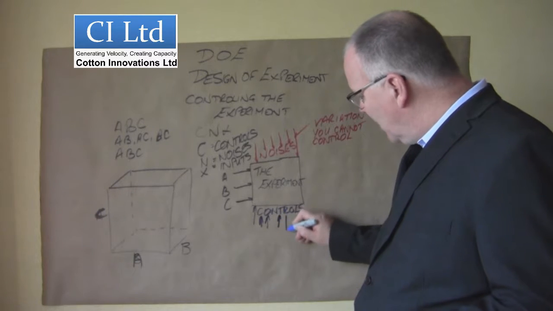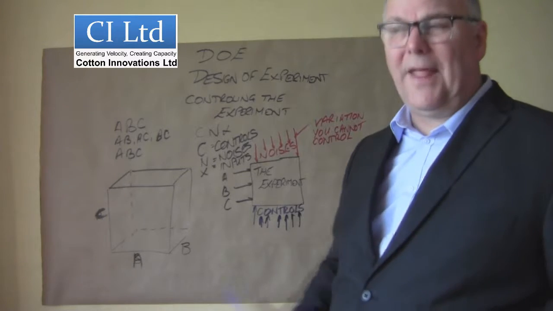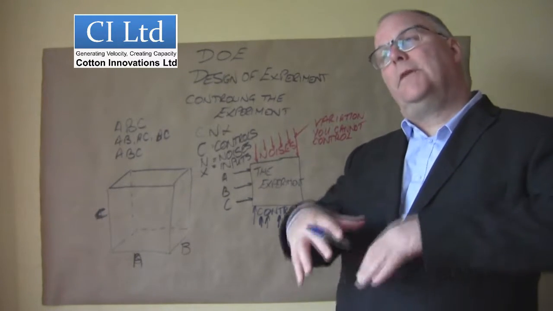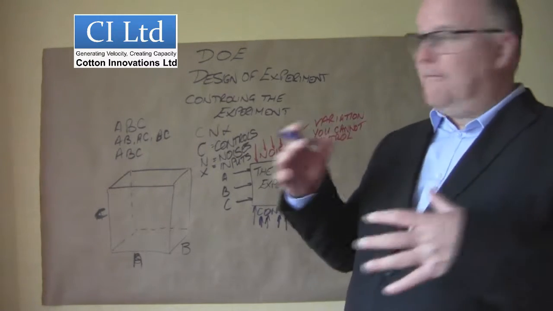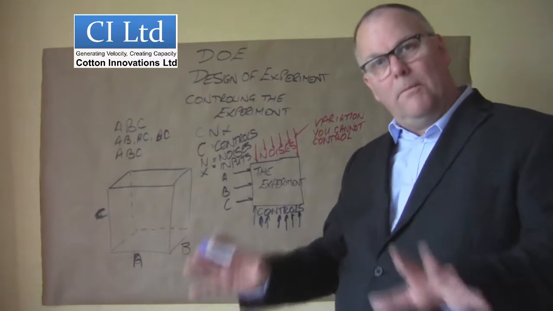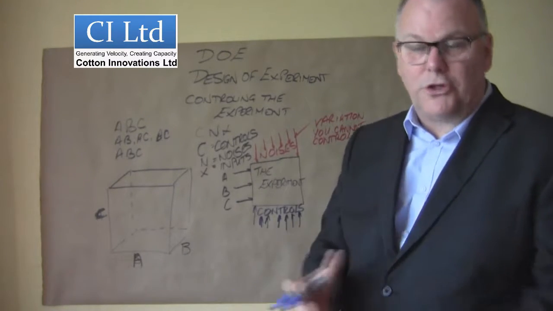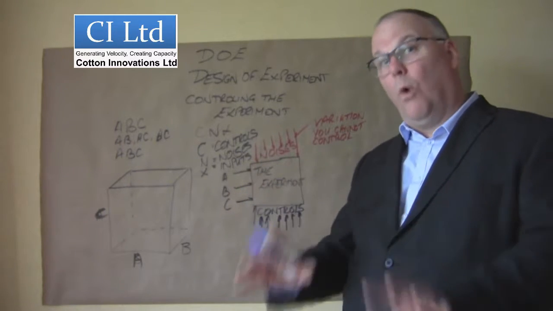So for every one of my noises, I must have a control, and that control must be rigidly locked. So I'm going to make sure all my materials are from one batch. I'm going to make sure all of my factors that I want to look at are coming from one machine. I'm going to look at one operator to set it up. I'm going to look at one shift. I'm going to try to do everything as much as I can to do it by one.